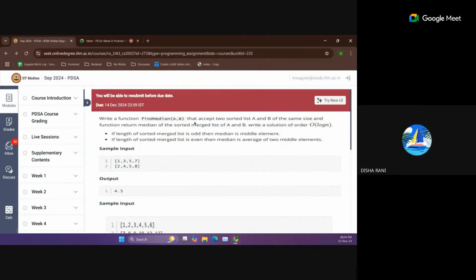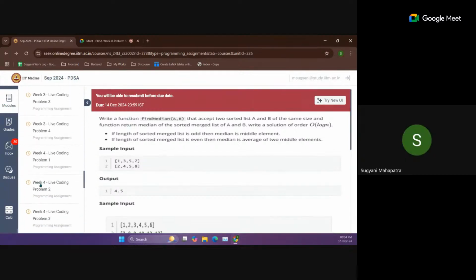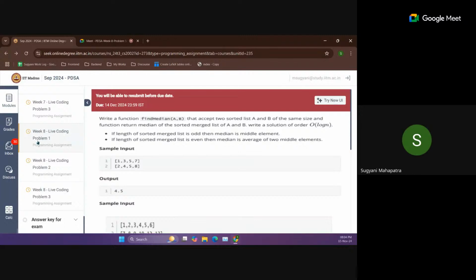Okay, so this is the first problem. There are three problems in week 8. We are doing week 8, right? Yes. So we get a problem solving session. For this one, we are having three problems. The first problem is this.